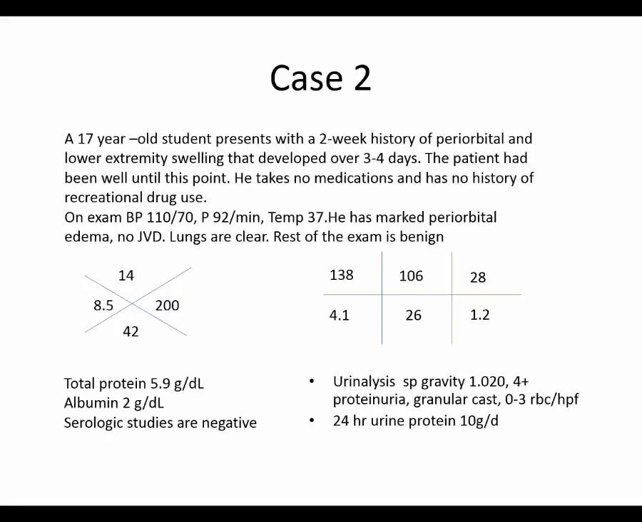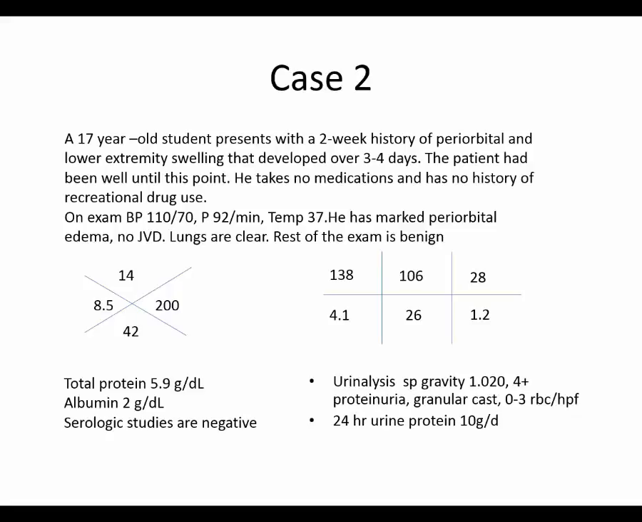So in this case, a 17-year-old student presents with a 2-week history of periorbital and lower extremity swelling that developed over 3 to 4 days. So this looks like a very, very sudden onset, as opposed to a month or 2 of something going on. The patient had been well up until this point, doesn't take any medications, no drug use, very important, not really hypertensive, pulse is okay, afebrile, but he just really looks extremely puffy.